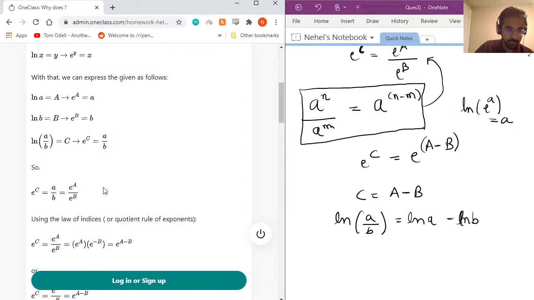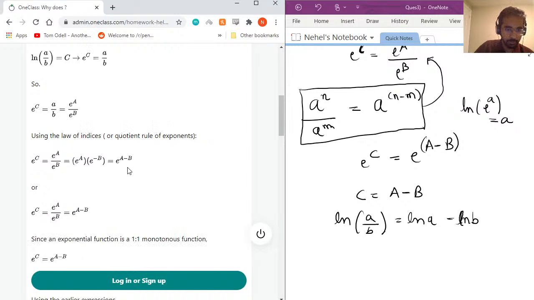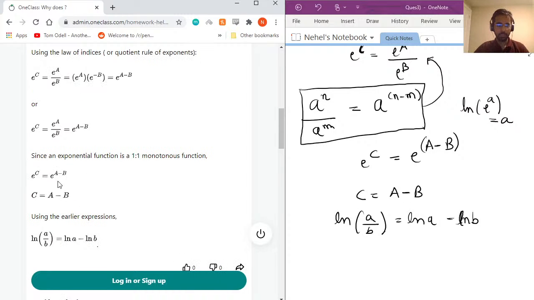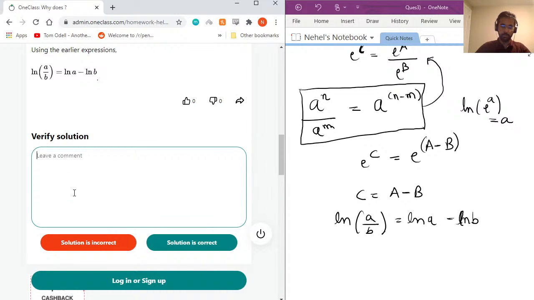Okay, so they have done a similar method. So ln becomes this, and then this becomes e to the a minus b. Perfect.